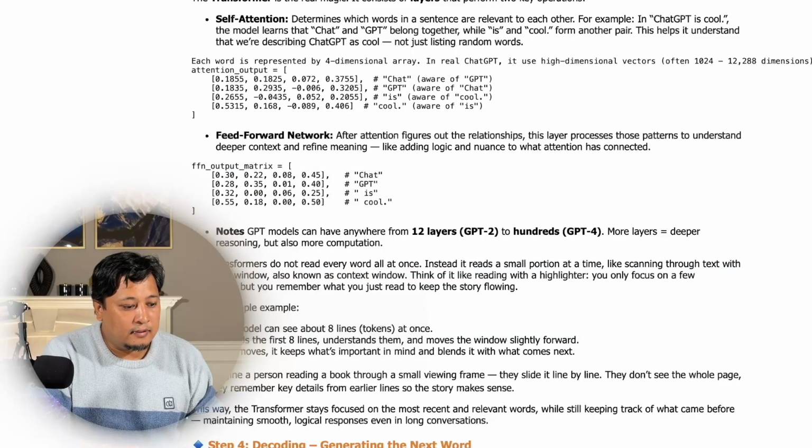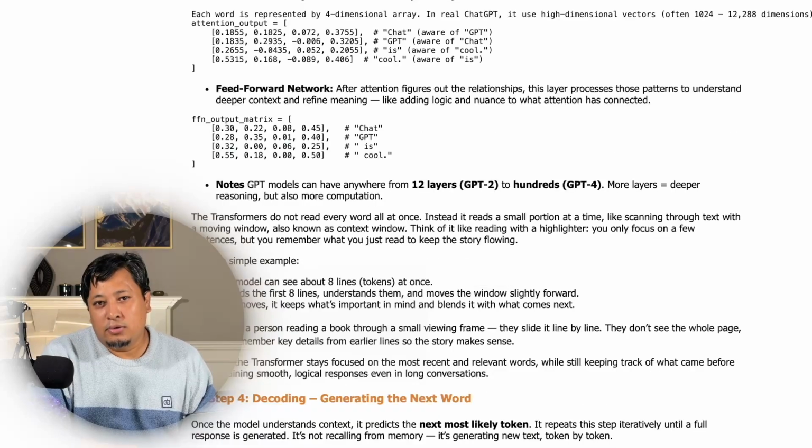And here I have a list of numbers that represent a certain word, but in this case, the list of numbers have deeper context and refined meaning. To add further, the real ChatGPT models have several hundreds of layers that provide deeper reasoning and consume more computation.